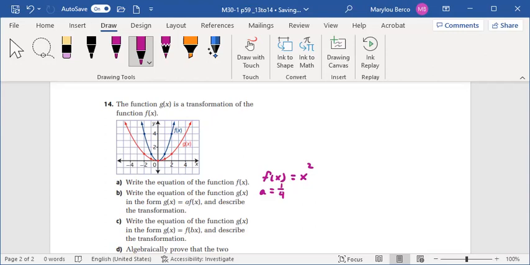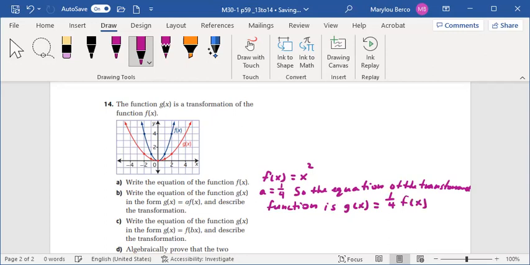So the equation of the transformed function is g of x equals 1/4 f of x, which is a vertical stretch about the x-axis by a factor of 1/4.